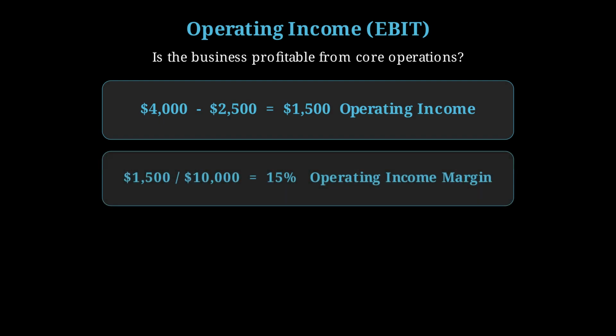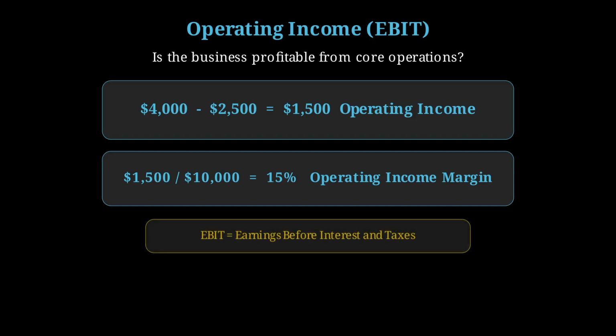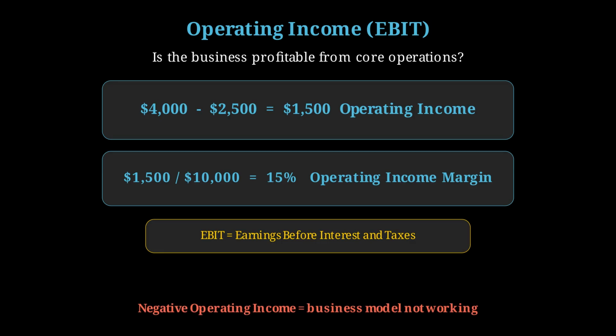Operating income margin is operating income divided by revenue, times 100. 1,500 divided by 10,000 is 0.15, times 100 is 15%. Operating income margin is 15%. Operating income is also called EBIT, earnings before interest and taxes. It measures profitability before financing costs and taxes. If operating income is negative, the business model is not working. The company is spending more to run the business than it is earning from the product.